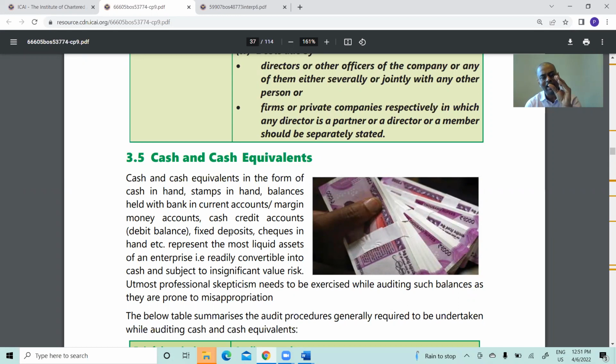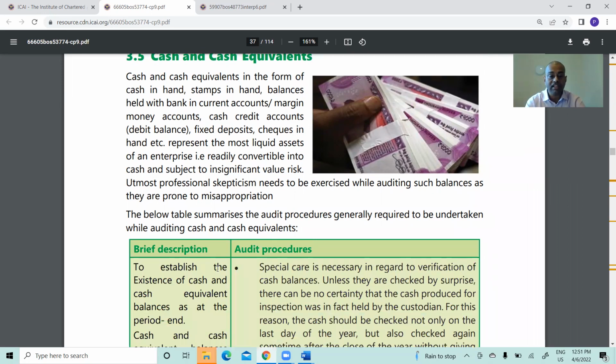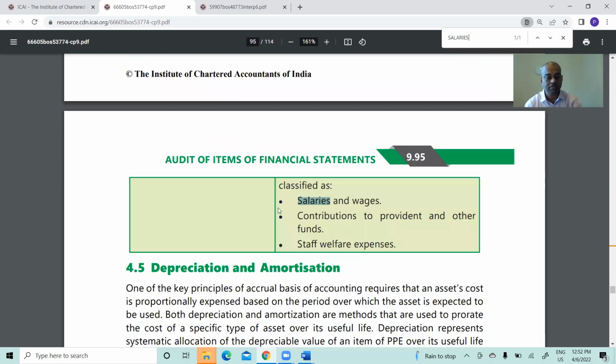And he will have this small brain. You cannot expect a CA intermediate student to have a superlative brain. With that small brain, reading this material is very, very, very difficult. But still, they expect you to do it. Now, salaries and wages. If you look at salaries, you literally get a heart attack.